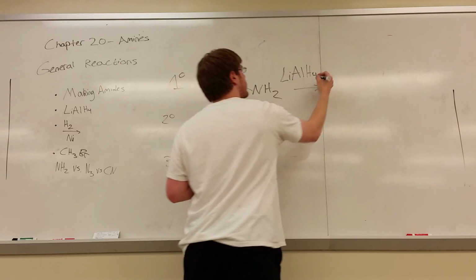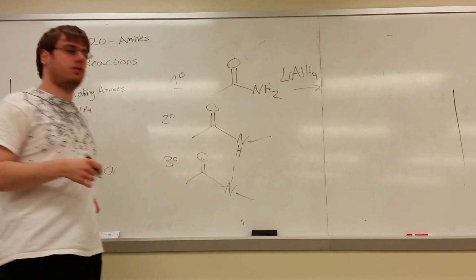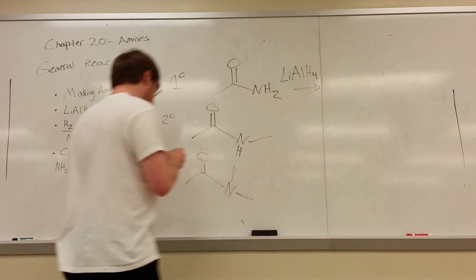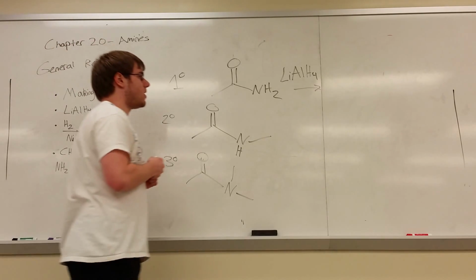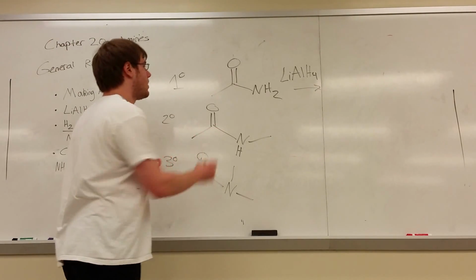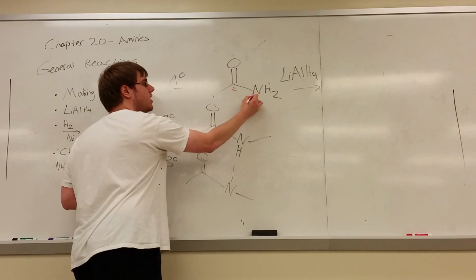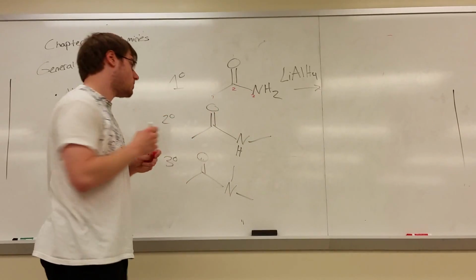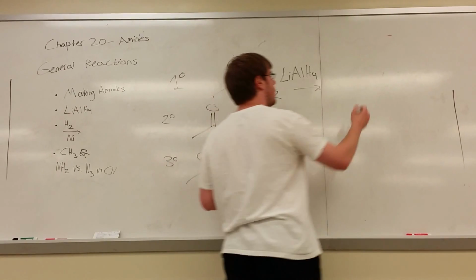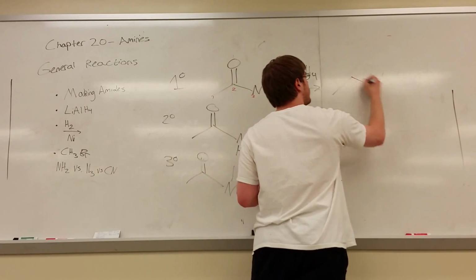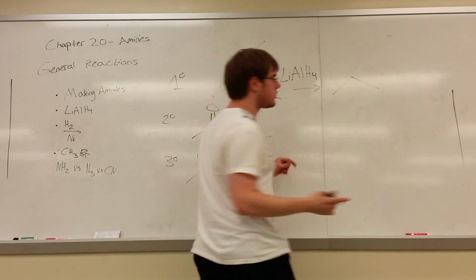LiAlH4, an old reducing agent from exam 2 and even Orgo 1. And I don't think you have to worry about the mechanism of this, and quite frankly, I'm not too familiar with it. All you need to know is, let's say this is carbon 1, 2, and 3, well, nitrogen being 3. Whenever you have an amide reacting with LiAlH4, what ends up happening is the double bond O disappears.